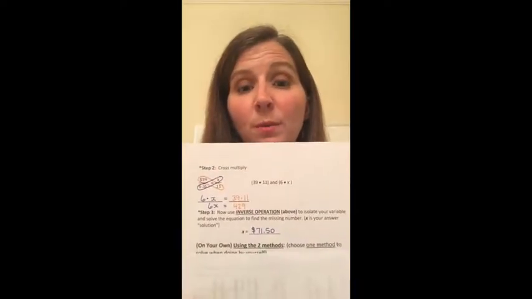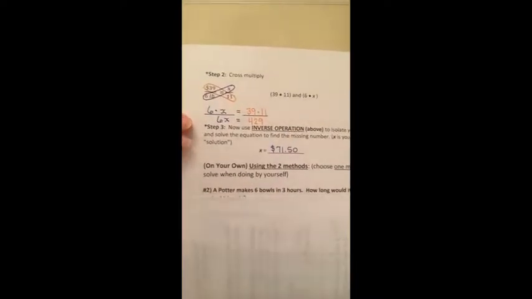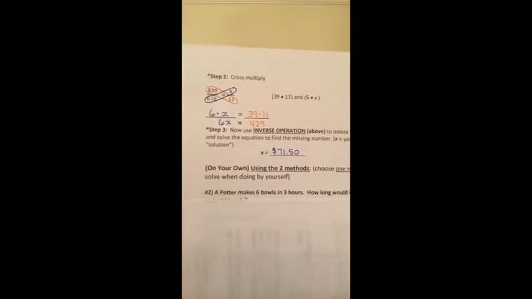And then the last part. It says on your own, but I'm going to do it with you, because if you want to, you could pause it and try this on your own, but I'm going to go on and do it with you. So for number 2, a potter makes 6 bowls in 3 hours. How long would it take for him to make 14 bowls?